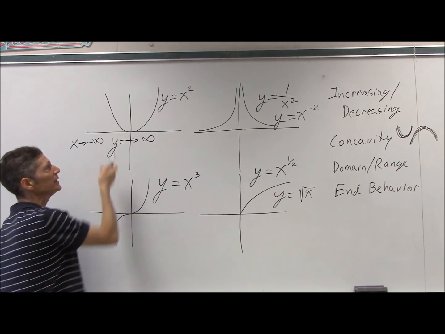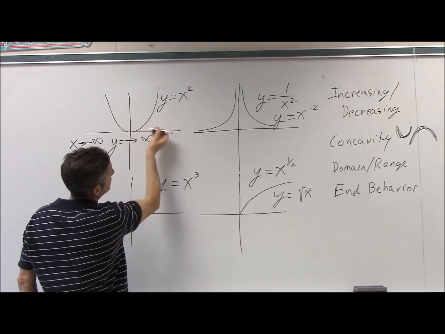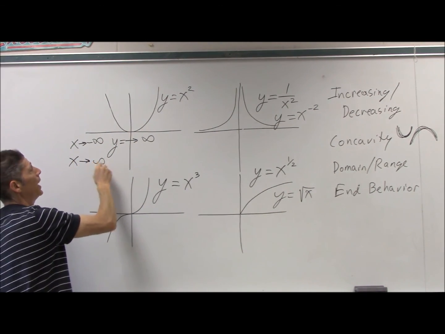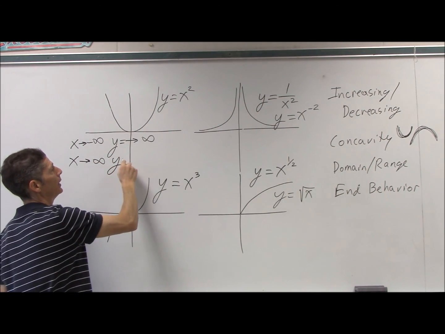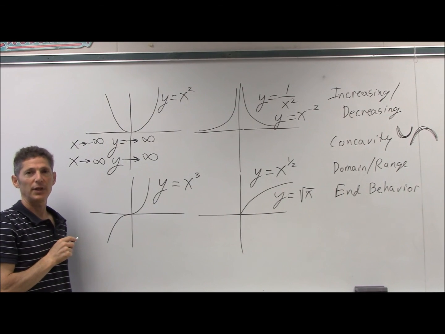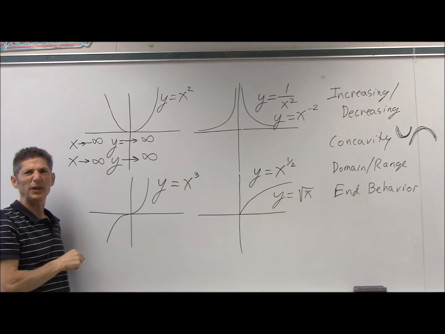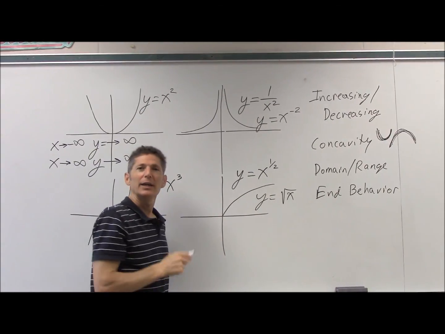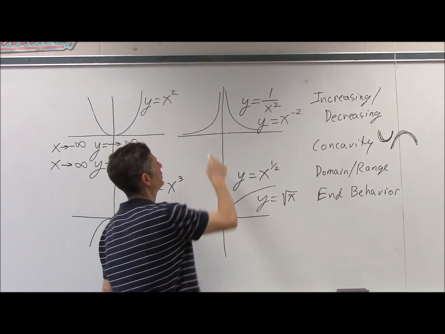And you can see that when I go in the positive direction, it's also going up forever. So when x goes to positive infinity, y is also going to positive infinity. And that is the end behavior. This is how you would see it written typically. Very good.